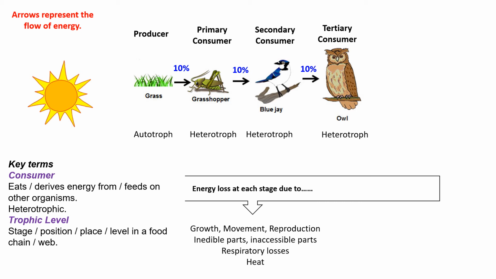There might be parts of plants, for example, that are inaccessible to primary consumers. So, for example, primary consumers don't usually eat bark or roots, which are inaccessible. Other parts of the plant might even be ingested, but be indigestible and therefore pass straight through the organism and don't actually provide the organism any energy. And of course, we've got respiratory losses as heat at each stage as well.